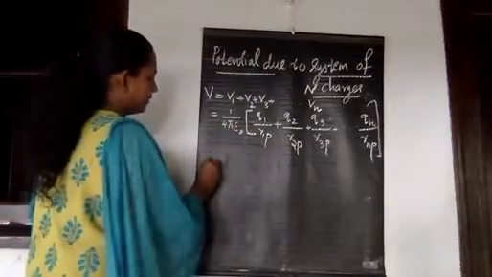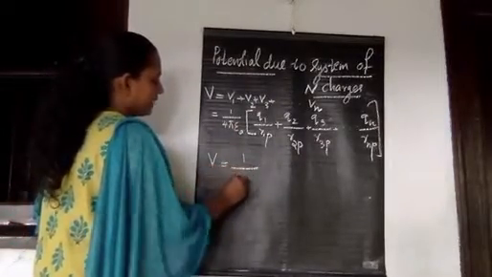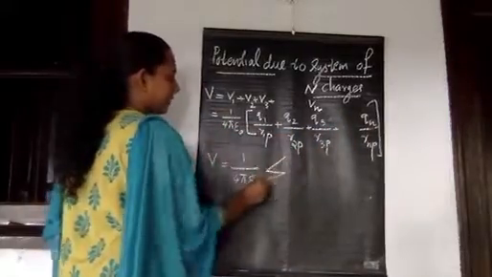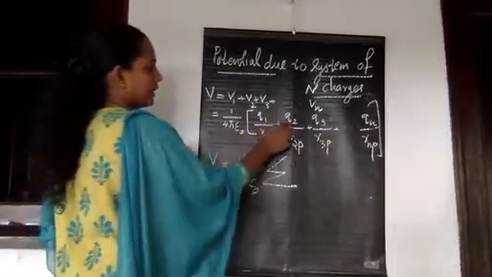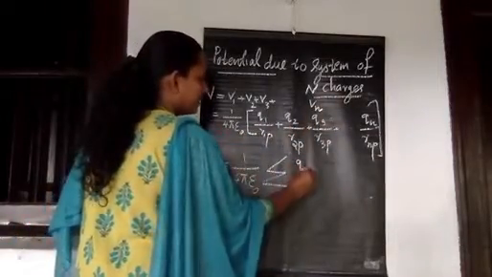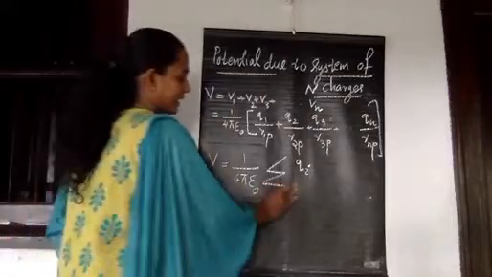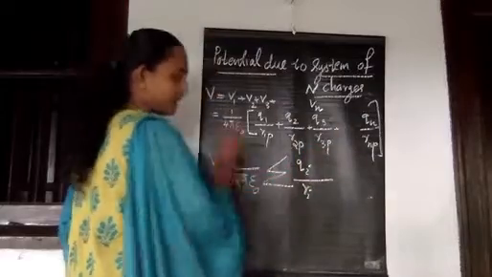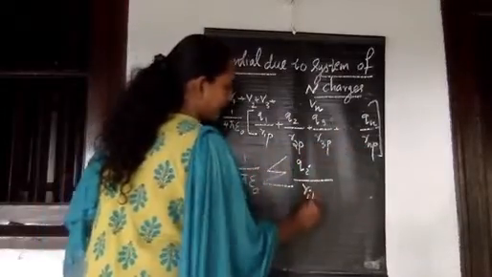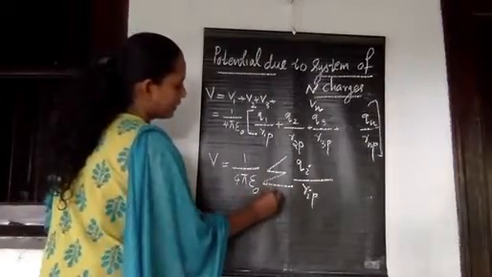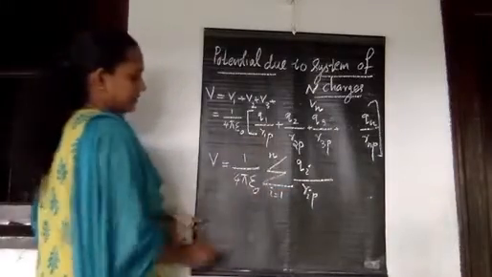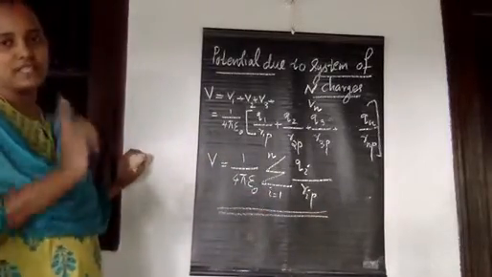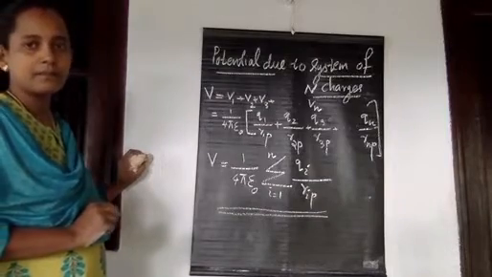So, how can you write the general expression? This is 1 by 4 pi epsilon 0 summation. We can replace it with the letter sigma, and Q1, Q2, Q3, etc. are going, therefore it is Qi divided by Ri P, which is common everywhere. And this i is varying from 1 to n. So, this is the general expression for potential due to a system of n charges. Is it clear? Okay.